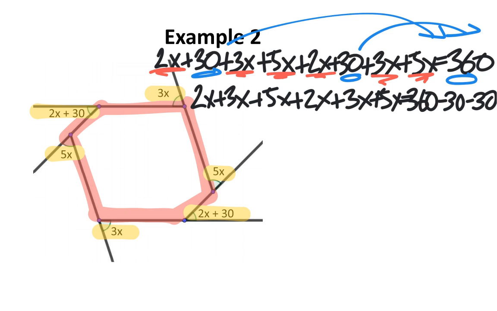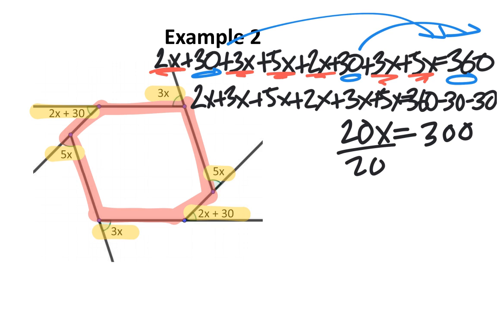I'm going to simplify the left side of the equation, which becomes 20x, and the right side of the equation simplifies to 300. I'm now going to solve this equation by dividing both sides by 20. Those 20s are going to cancel out, and x is equal to 15.